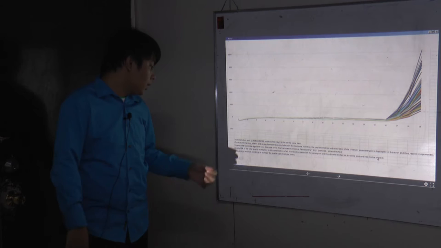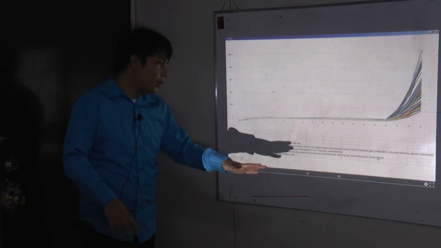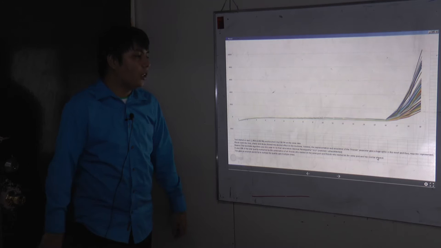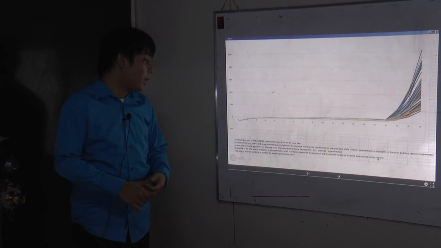Likes, shares, and decay showed the desired effect on touch rate. However, the implementation and calculation of the friends parameter gave a huge spike in the results and thus requires improvement. The reason: the touch rate algorithm uses this code for its final calculation: Decimal.Parse(quality) multiplied by 0.1 multiplied by match and other multiplied by others match.